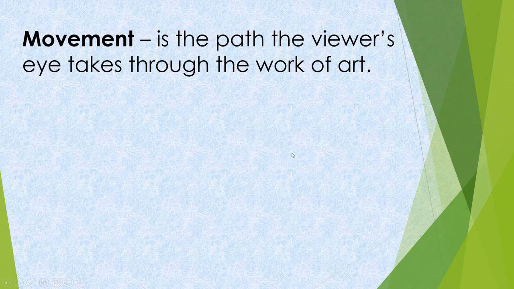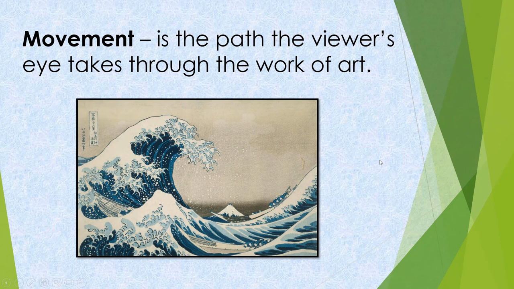Movement is the path the viewer's eye takes through the work of art. Okay, so movement is just like the waves that you can see at sea or at the seashore. That is movement. And also, class, we can show movement with the use of different kinds of lines, for example, the twirling line, or what we call the zigzag line. So there is also movement there.